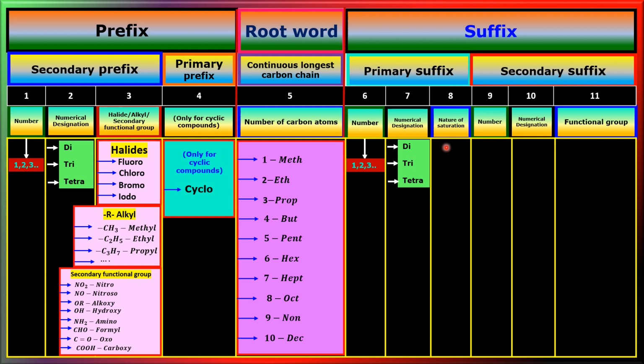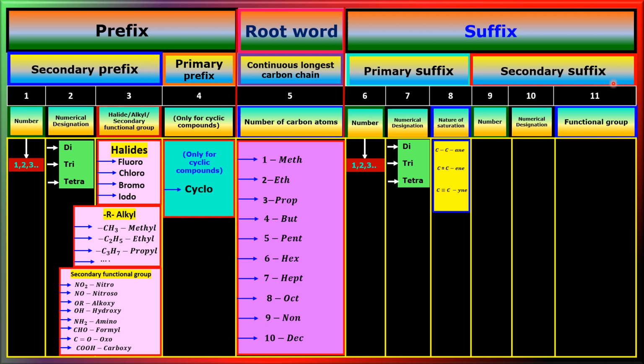Okay. Next, nature of saturation. This tells about the saturation of the carbon compound. If only carbon-carbon single bonds are there, at that time the nature of saturation is an. If at least one double bond is there in the longest chain of carbon atoms, it is en. If triple bonds are there, it is yn, like this.